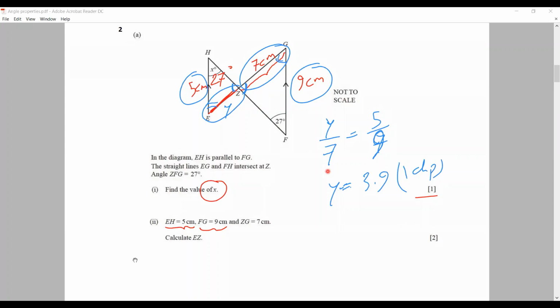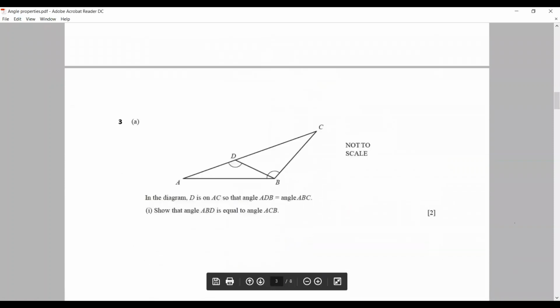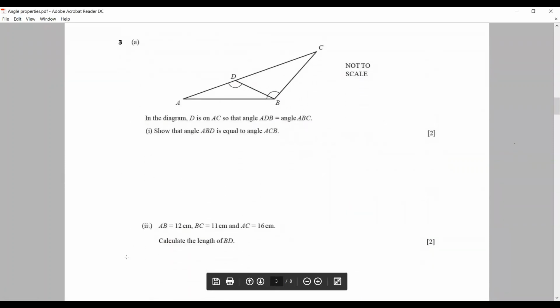So as you can see, they combine topics. If you go through the past year paper questions, you see that they mix topics together. So, okay, we have to show that the angle ABD, this angle, is equal to angle ACB. As you can see, we have two triangles. If I prove that they both are similar, then they should be equiangular as well, right? Because it works both ways. If you prove that two triangles are equiangular, therefore they are similar, and vice versa.